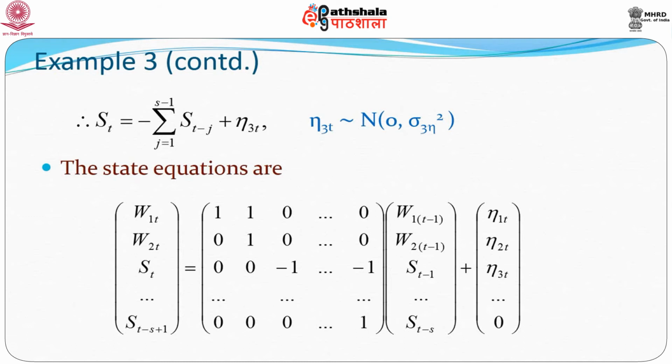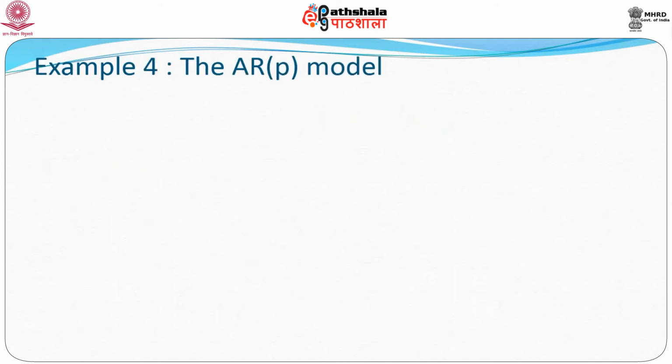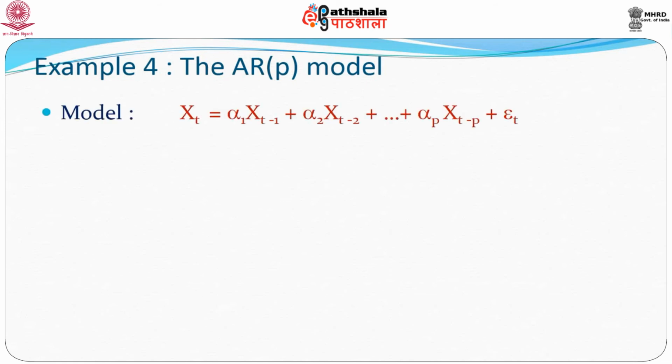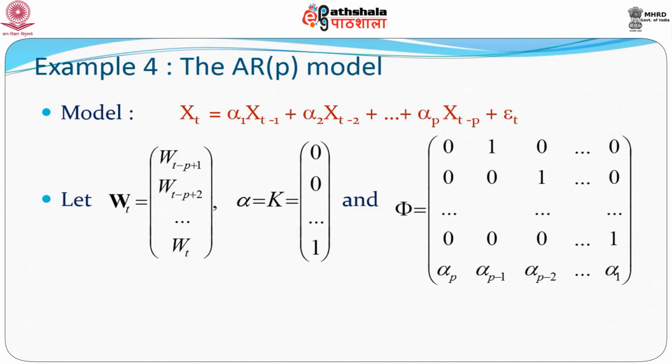Let us start with the AR(p) model. We have xt is equal to alpha 1 xt-1 and so on up to alpha p xt-p, and the white noise term epsilon t. In this case, let us write Wt as xt-p+1, xt-p+2 up to xt. So, primarily this is a p-dimensional vector, and we will also define alpha and k as two vectors which are 0 0 and so on, and only the last element is equal to 1.